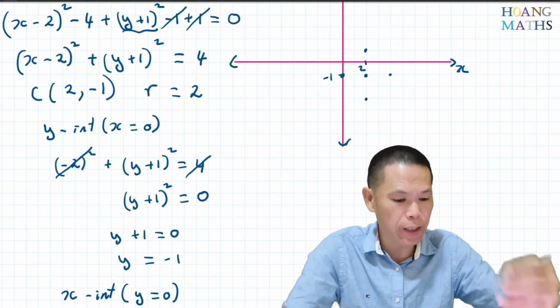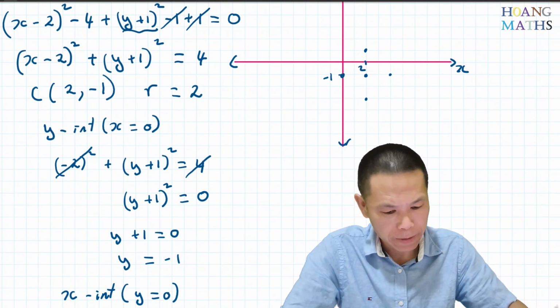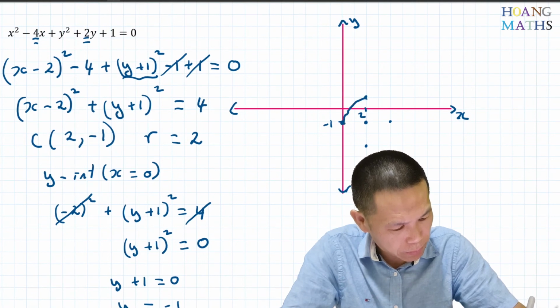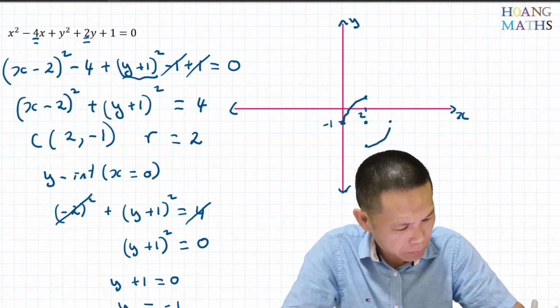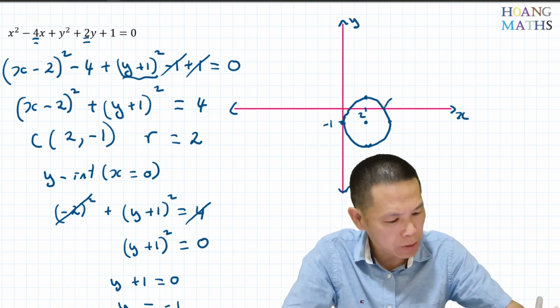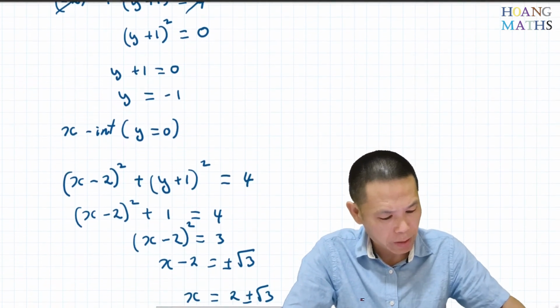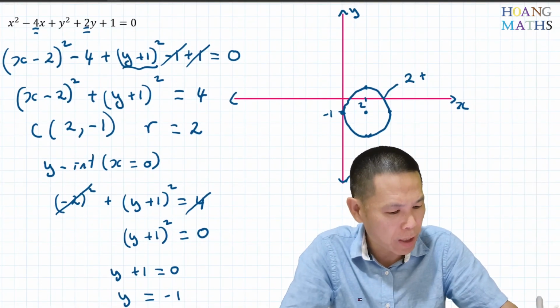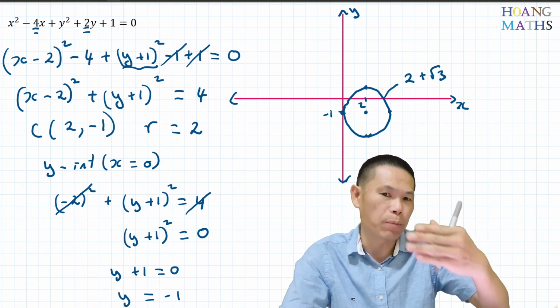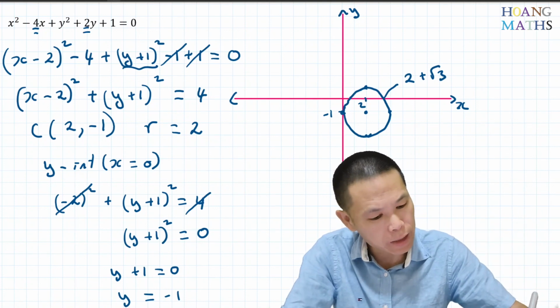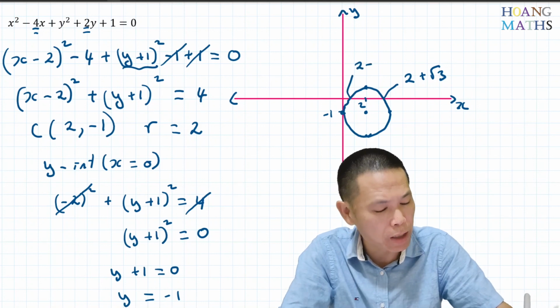So let me just go back here. Let me draw it first, and then we write it down, okay? There you go. So this one here is 2 plus square root of 3. Of course, you can put it in calculator and give you decimal. You can write it down, doesn't really matter, okay? And this one here is 2 minus root 3.